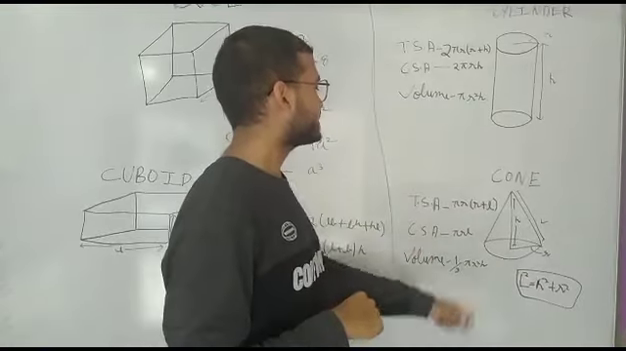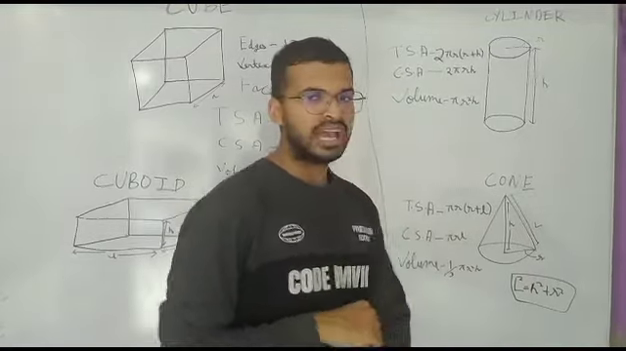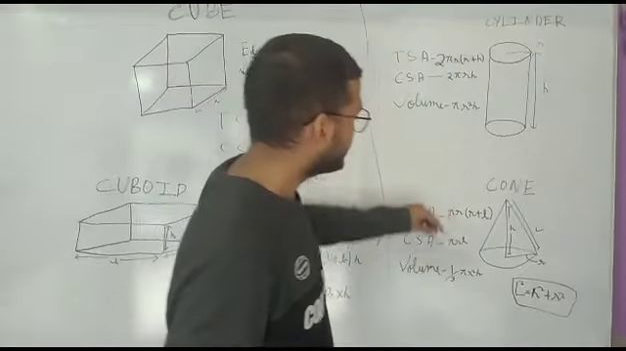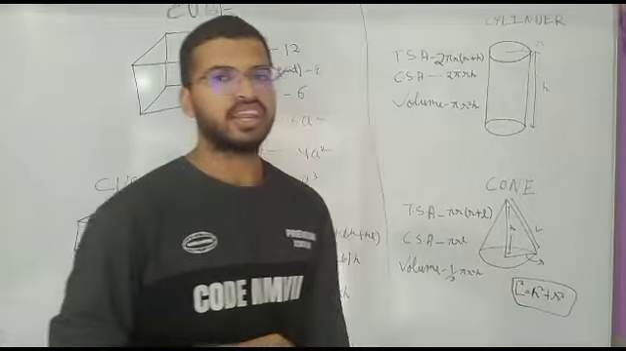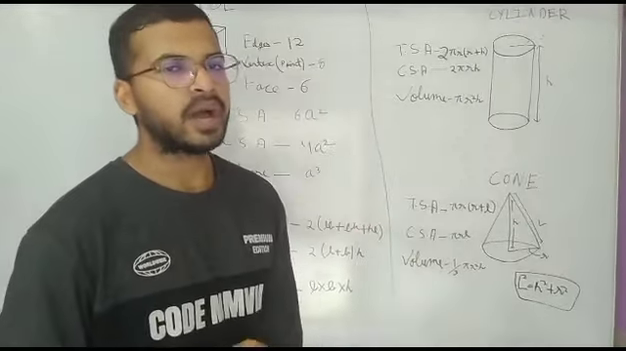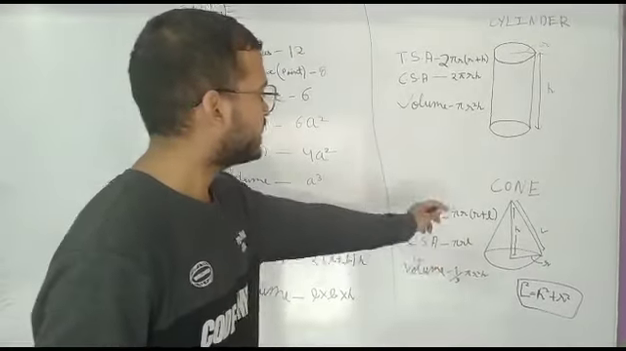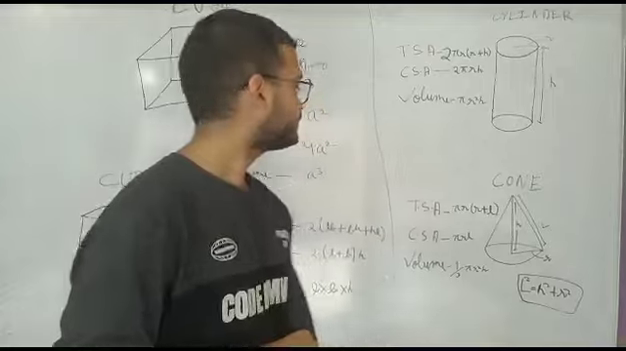Let's talk about the CSA. CSA is pi r L, pi r into L. For the TSA we have to include the circle. The area of a circle is pi r square, plus pi r L. We take the common pi r, and in the bracket we get r plus L, which is radius plus slant height.